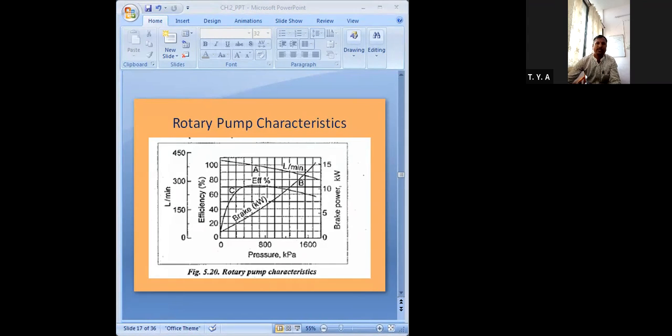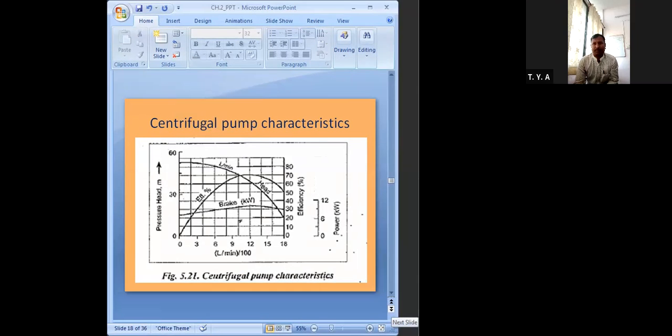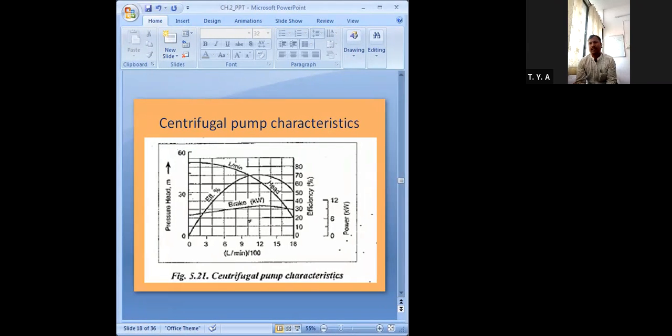So that was about the rotary pump. Next, I will show a centrifugal pump. This graph explains the typical efficiency curve, power curve, and rate of discharge curve for a centrifugal pump running at a constant operational speed. Again, some conclusions have been made from this graph. Centrifugal pumps usually run more efficiently at a higher rate of discharge.